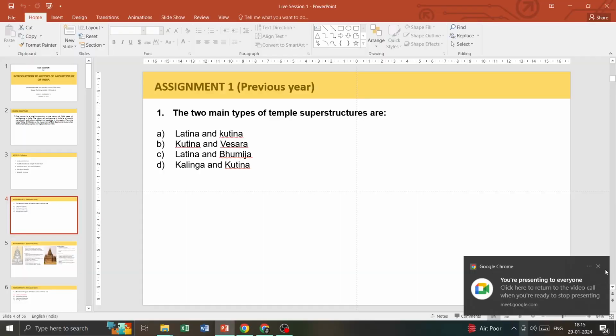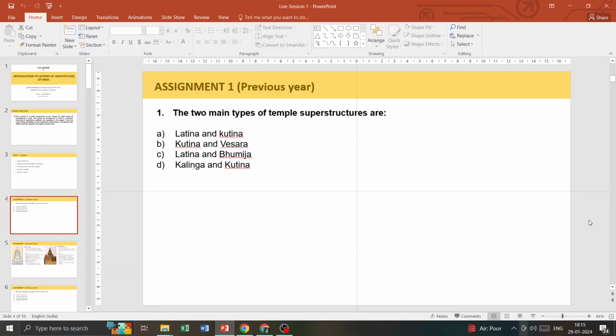Assignment 1, previous year. This is a 4-week course, and today we are doing the assignments of previous year from week 1. Clarifying again that these are previous year questions, these are not this year's questions. We don't do this year's questions in these live sessions. We only do previous year questions, just to help students understand how to answer these questions, and to make learning easier and more comprehensive.